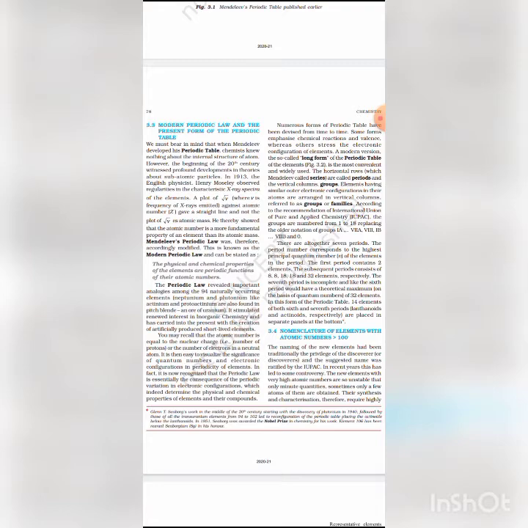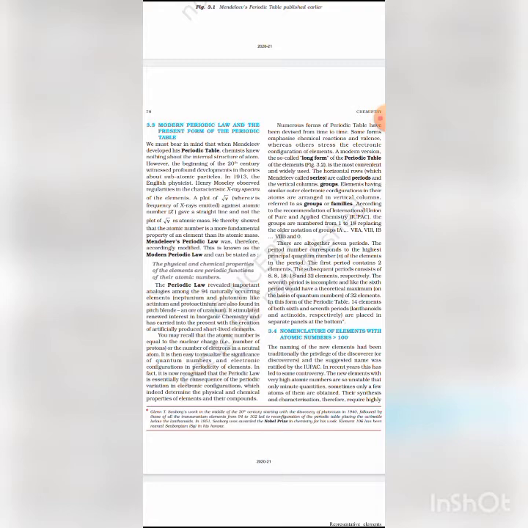As for the position of isotopes, the isotopes of an element have the same atomic number and so they occupy the same place in the periodic table. As for anomalous pairs, these are pairs of elements in which the element with higher atomic mass precedes the element with lower atomic mass. When these elements are arranged in order of their atomic numbers, they occupy their natural places in the periodic table.